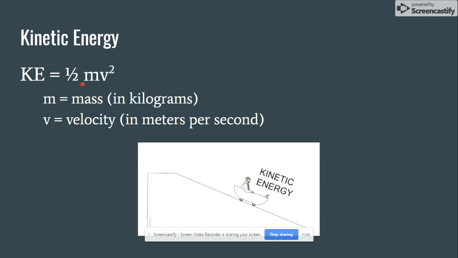It is defined, write this down please, as half of the product of the mass. So how much mass the object has, how much stuff there is, how much of the object there is moving, in kilograms. And the velocity. It should make sense that the faster an object is moving, the more motion energy it would have. So how big the object is, how much stuff there is, and also how fast it's moving should contribute to its motion energy or its kinetic energy.